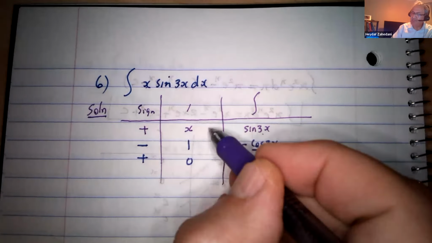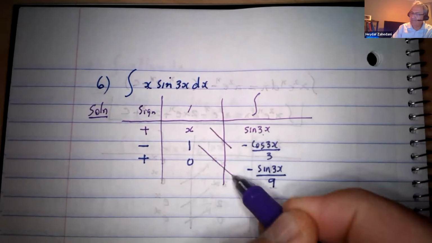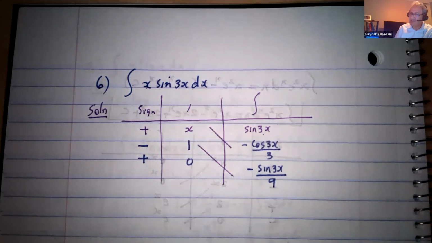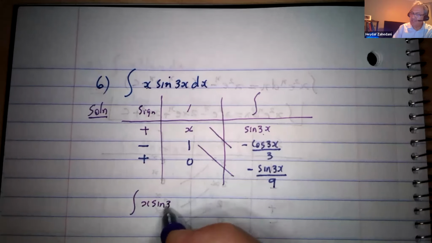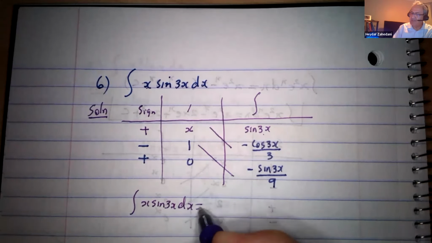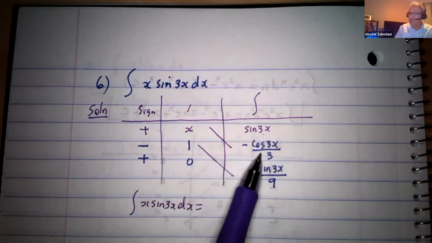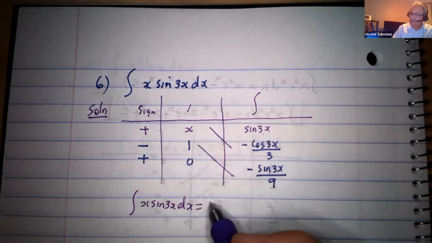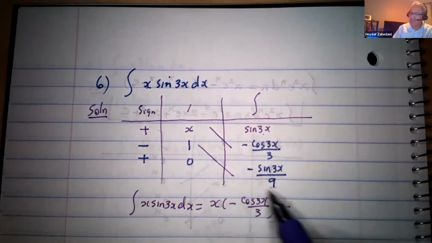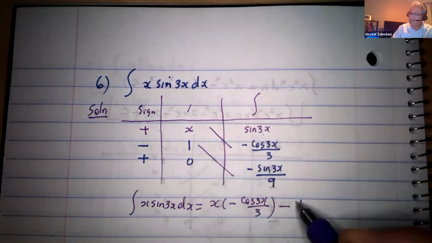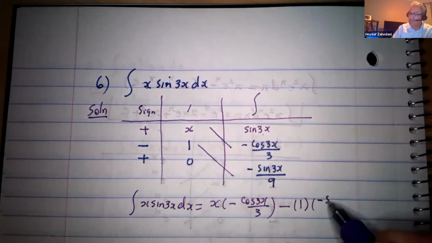Okay, collect the information by cross multiplying. So what's going to be your result? The integral of x sine of the 3x dx is equal to, see, you write it down, then simplify it. x times negative cosine of the 3x over 3, minus 1 times the negative sine of the 3x over 9.